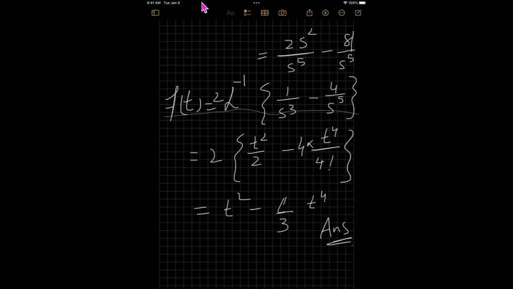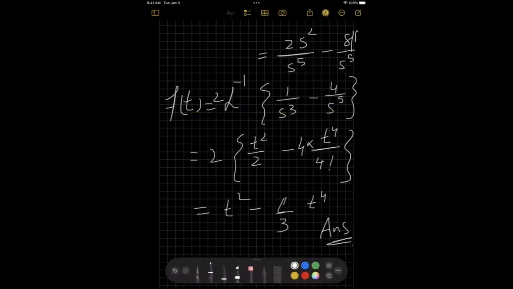Quick question. How did you get 4 over s to the 5? Oh, I took 2 common outside. Look, this is 8. If I divide it by 2, it is 4. So 2 is outside. Oh, okay. I thought it was s to the... Okay, yeah, got it. Thank you. Anyone else? Any question? I'm a little confused by your t to the 4 over 4 factorial. Oh, yeah. Did I make a mistake here?